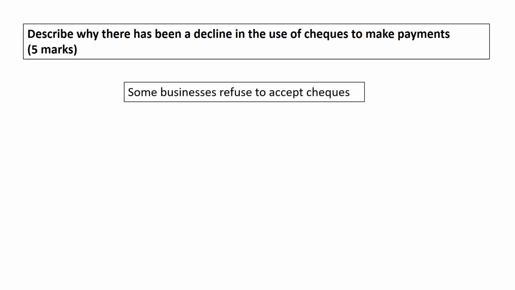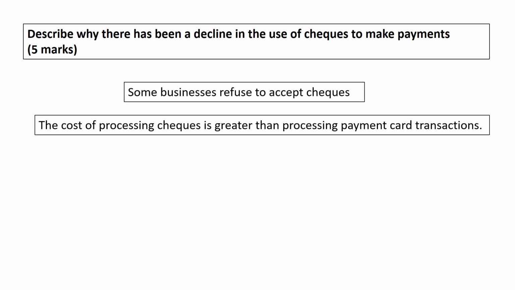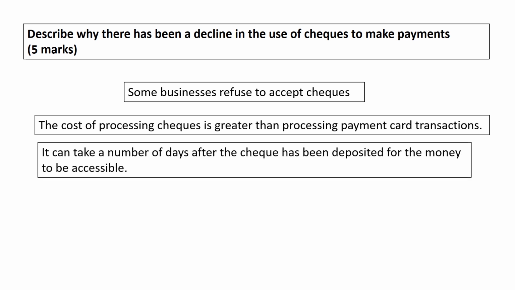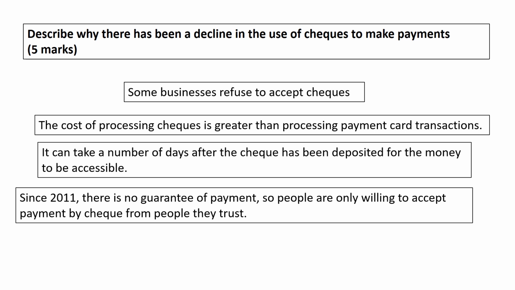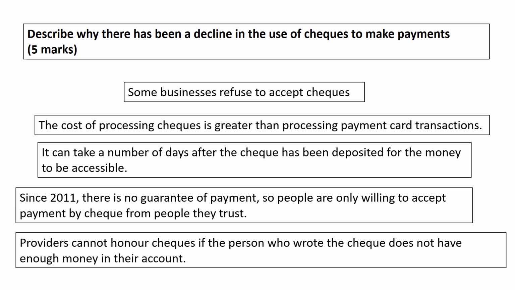Some businesses refuse to accept checks. The cost of processing checks is greater than processing payment card transactions. It can take a number of days after the check has been deposited for the money to be accessible. Since 2011, there is no guarantee of payment, so people are only willing to accept payment by check from people they trust. Providers cannot honour checks if the person who wrote the check does not have enough money in their account. Now, you wouldn't include all of these points, but these are just some points you might consider in your answer.